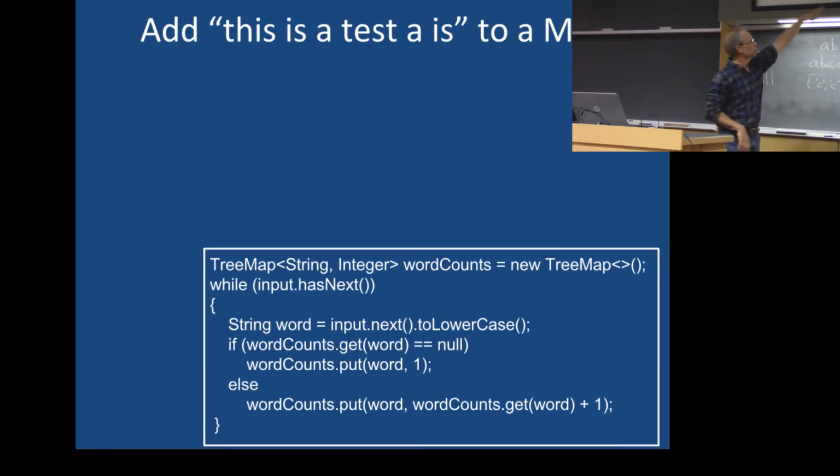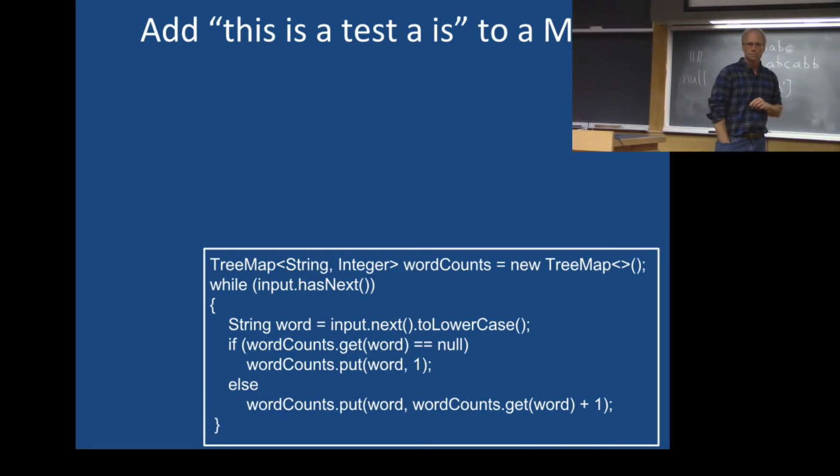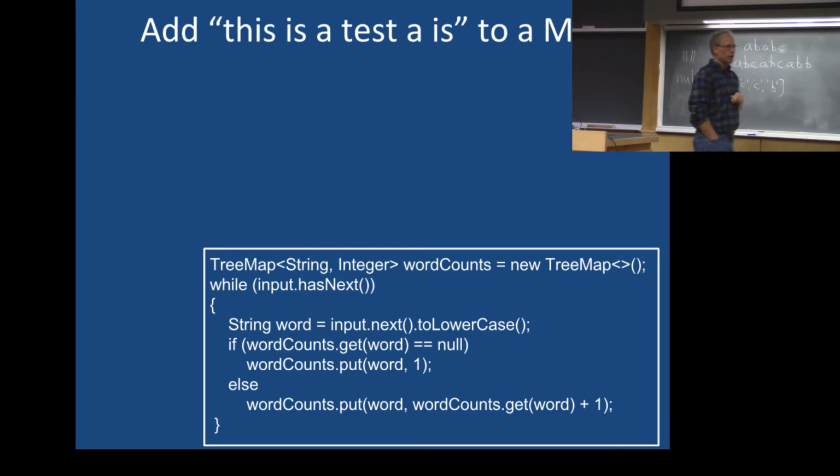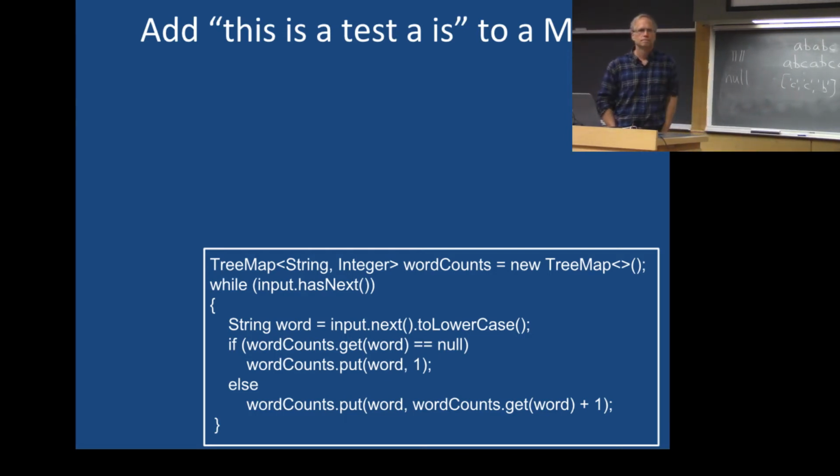So notice put will do one of two things. Put will put a completely new thing in, or it'll replace something that's already in there. So the put in the else part here is going to replace whatever value the word had in the first place with something that's 1 more. So when this is all done, let's see what it'll look like.